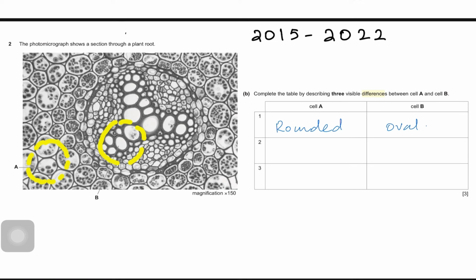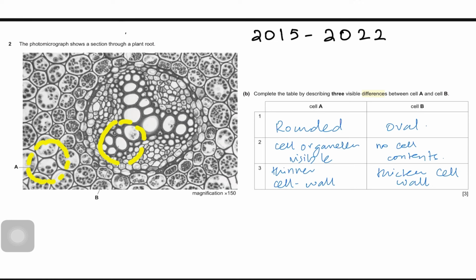Another feature is, do you see any additional features? You see that cell A has more cellular organelles, so you can comment that cell organelles are visible. But in cell B nothing is visible, so you can say no cell contents are visible. You can also comment on another additional feature, which is the cell wall, because sizes are very similar, no one is bigger or smaller. So you can say it has a thinner cell wall, and it has a thicker cell wall. So this is how you comment on differences.